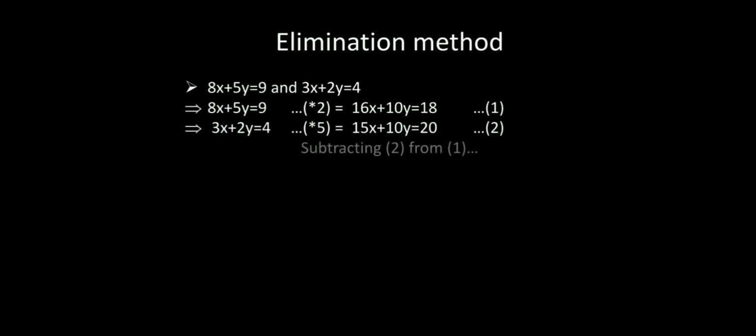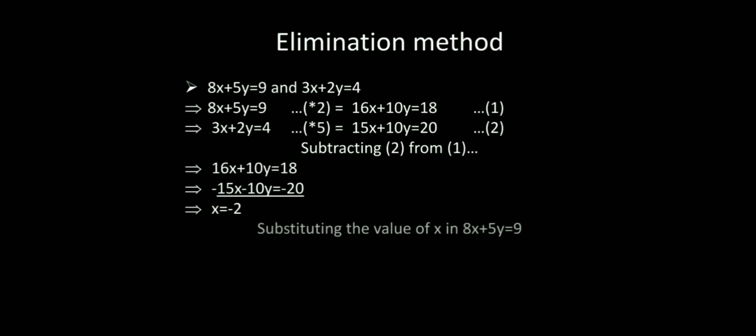Now moving further, the elimination method. In this, as I told, we multiply some numbers to both the equations and then add or subtract. So we are multiplying the first equation by 2 and the second equation by 5, such that the coefficient of y becomes the same in both equations.